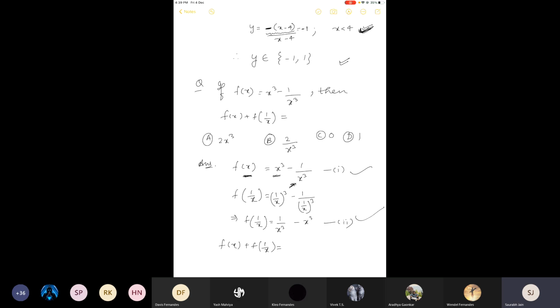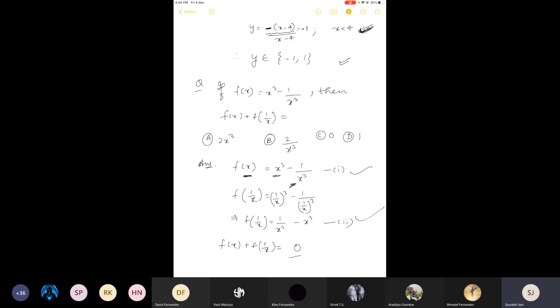Because see, f(x) is given. To find f(1/x), I replaced x by 1 upon x. Then I simplified the equation and I gave it equation number 2. And now we have to add these two equations. So what will happen? Terms will cancel each other. This x cube will be cancelled by minus x cube, and minus 1 upon x cube will be cancelled by 1 by x cube. Overall, you will get the answer 0, which is option C. Okay.